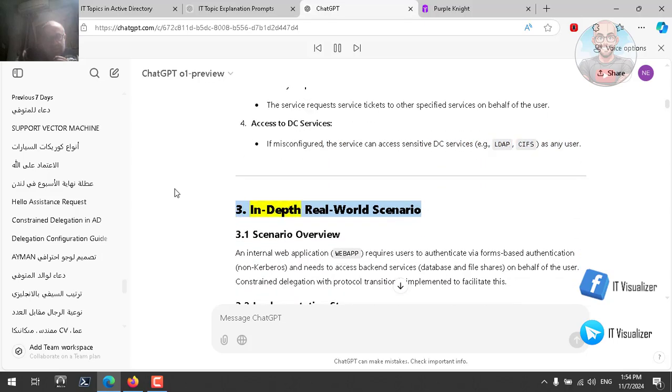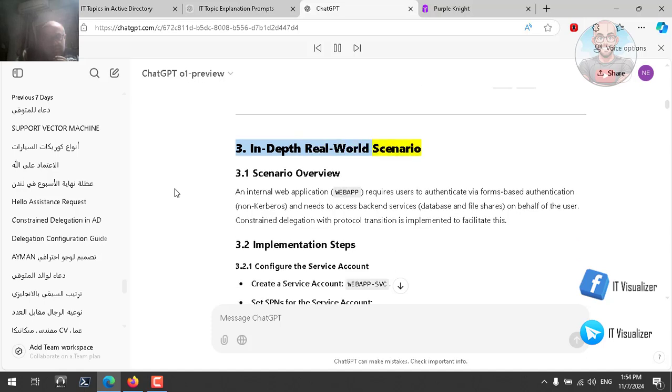3. In-depth real-world scenario. 3.1 Scenario Overview. An internal web application, web app, requires users to authenticate via forms-based authentication, non-Kerberos, and needs to access backend services, database and file shares, on behalf of the user. Constrained delegation with protocol transition is implemented to facilitate this.